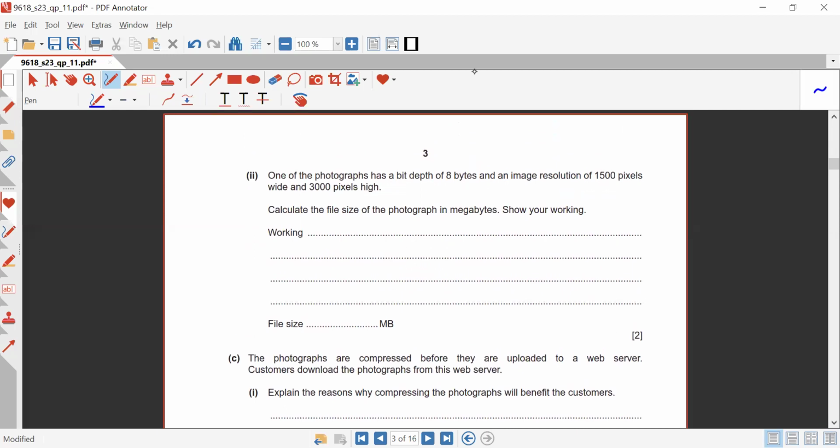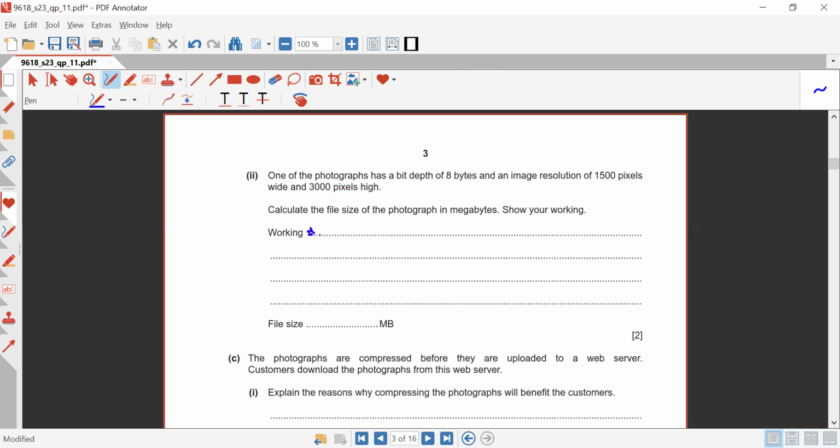Coming to the next question. What does it say? One of the photographs has a bit depth of 8 bytes and an image resolution of 1500 pixels width and 3000 pixels high. Calculate the file size of the photograph in megabytes. Okay, now right now it's in pixels, and they are saying one photograph has a bit depth of 8 bytes. Okay, now first of all, you need to calculate the total pixels.